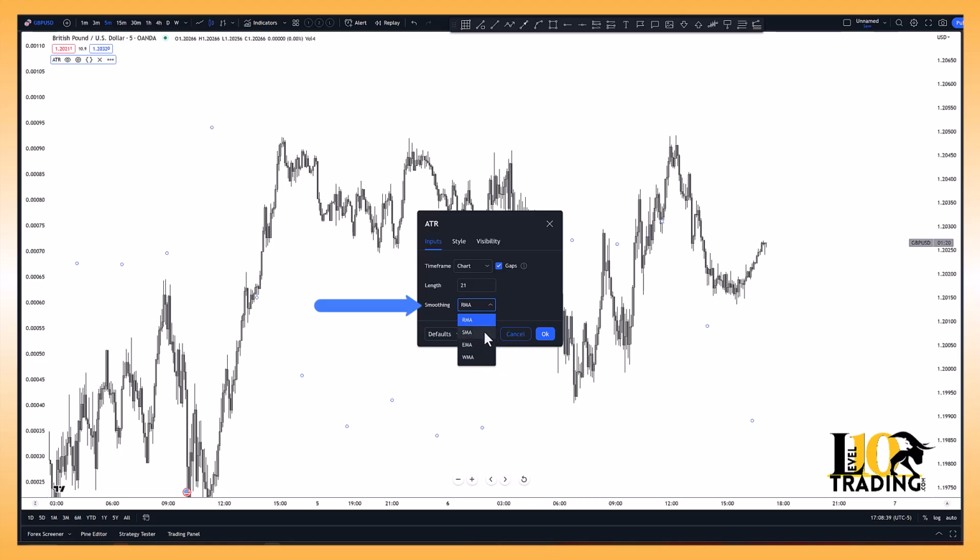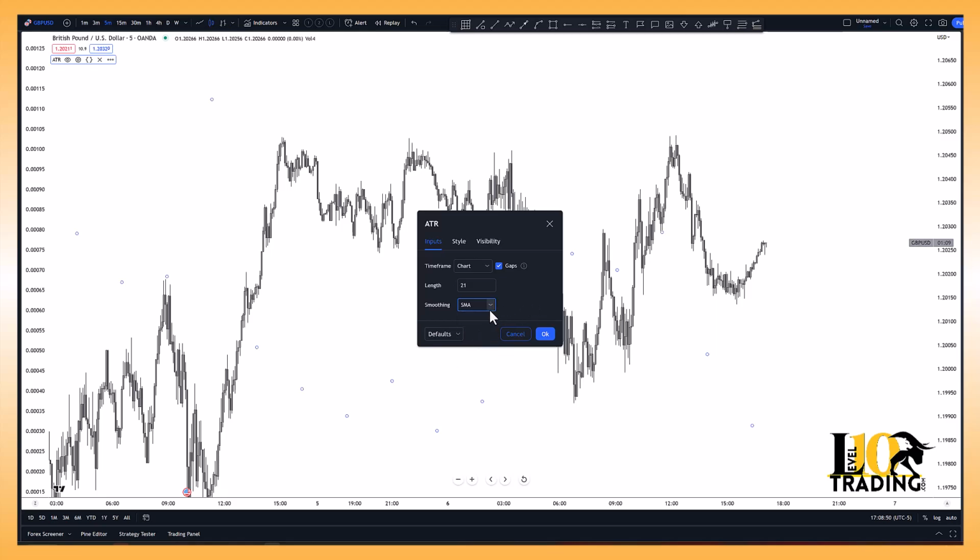Usually the SMA is what I run the ATR on. I have used the EMA, but it didn't make a huge difference in my trading in the way that I did it. So I usually just run a simple moving average. But again, you can test this out for your strategy and see how it fits with you.